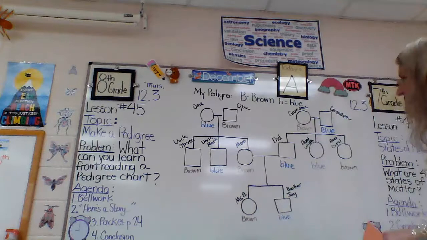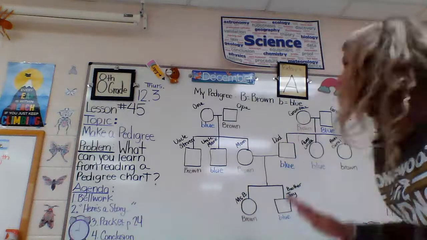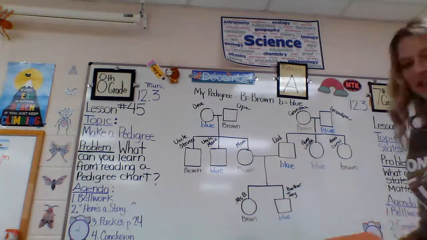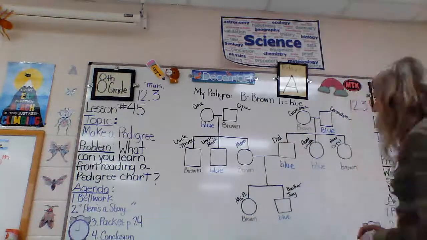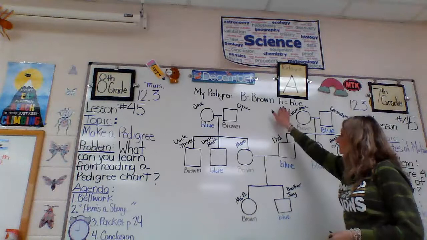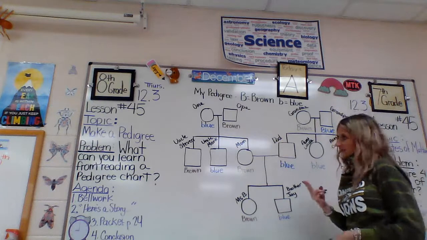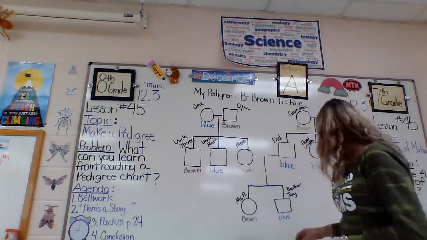So what we need to do is solve the mystery. We're going to remember that when we have something shaded in completely, it means they have two of the traits that we're focusing on. And we're focusing on blue eyes being the two recessive traits because you need them. So what we're going to do is fill in all the recessives.